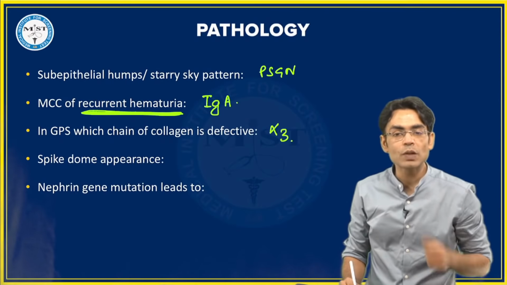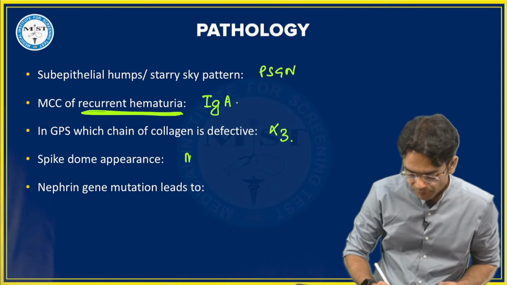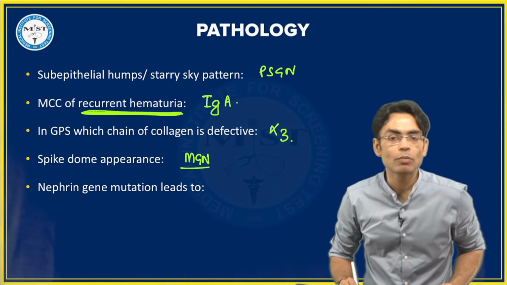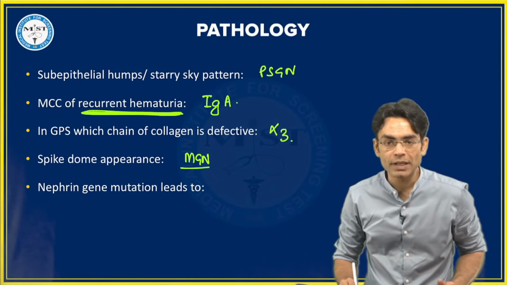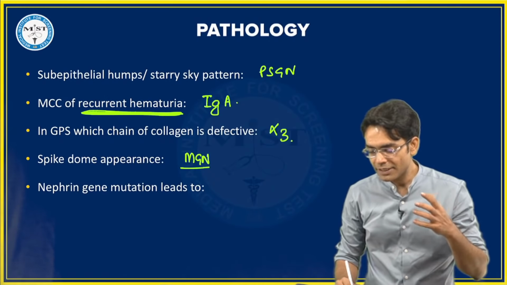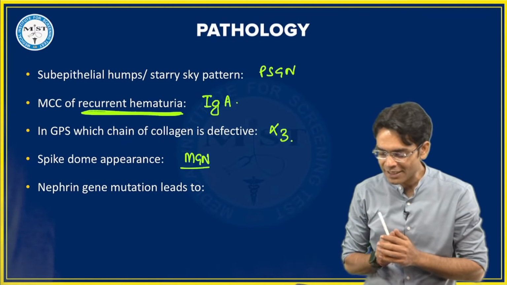Spike dome appearance in which kind of glomerulonephritis? Spike dome is seen with membranous glomerulonephritis, okay? And nephrin gene mutation leads to which kind? Yeah, alpha 3 chains, absolutely, alpha 3 chains.